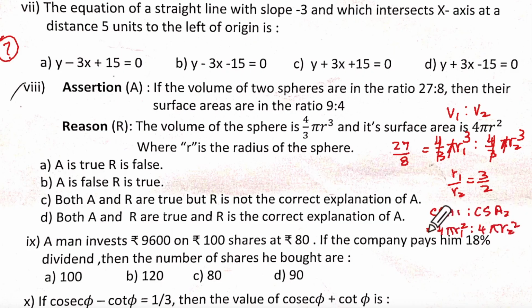You can do this in your mind also. I'm just showing you the steps. This will be 9:4. Is this correct? Yes, it is true. The reason is volume of the sphere is this, which is correct, and the surface area is 4 pi r square, also correct, where r is the radius. So both are true and the reason is the correct explanation. Correct? Yes, sir. So it is D.